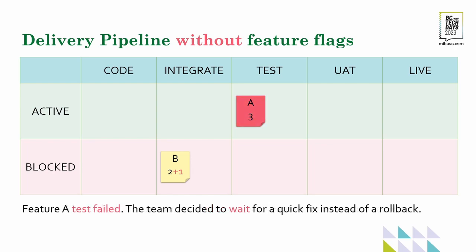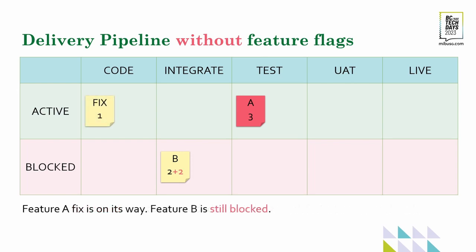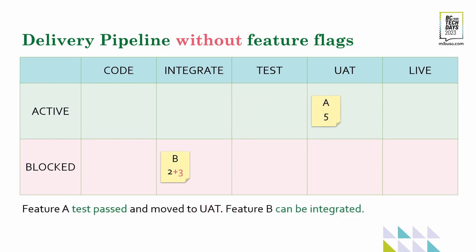It might be buggy. We can decide to say, okay, we can roll it back, but the team can just sit and say, no, we wanted to just have a quick fix to it. So let's just work on a quick fix and integrate it quickly, where feature B is still blocked. We get our fix integrated. Finally, it's arrived in our test environment. We did our testing, and we move it to UAT. So this is where we are finally able to unblock feature B and integrate it into our main branch.